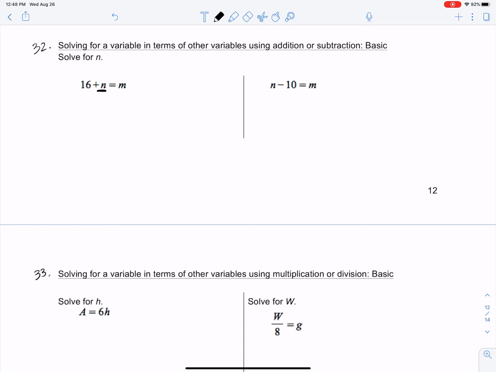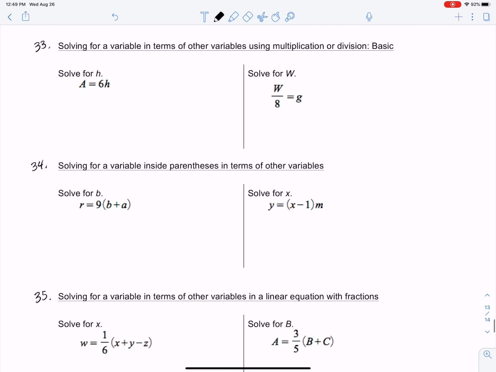I somehow need to move this 16 over here, and we minus 16 from both sides to do that. Notice these 16 cancel to 0. I bring down my n, and now I have n equals m minus 16. There we go. That's it. That's all we need to do. Go ahead and try the one on the right by yourself, and then move on to number 33.